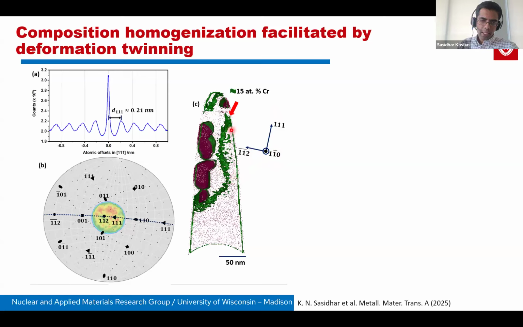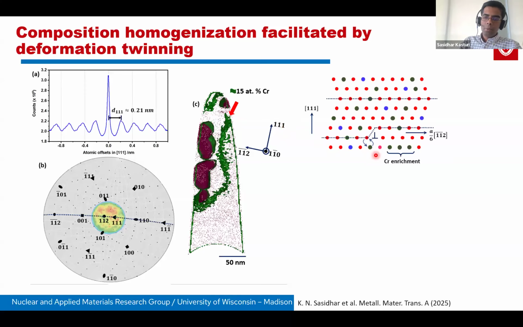What is very interesting is that one of the facets of the chromium isoconcentration surface is actually parallel to the 111 plane, which is the twin plane for an FCC lattice. So based on all of this, and considering the fact that deformation twinning is the major mechanism accommodating deformation in this material, we came up with a mechanism stating that the process of twin thickening offers a means for homogenization of chromium content within the matrix. This is a classical mechanism of twin thickening shown here.